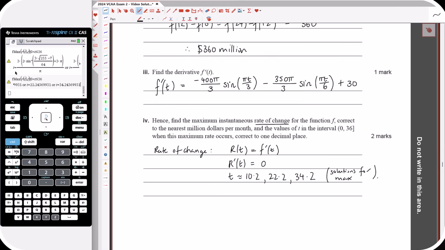Okay, now the question actually asks us for the instantaneous rate of change, the maximum instantaneous rate of change. So we now want to work out what that is. So we want to know max rate of change is going to be r at any one of these values.